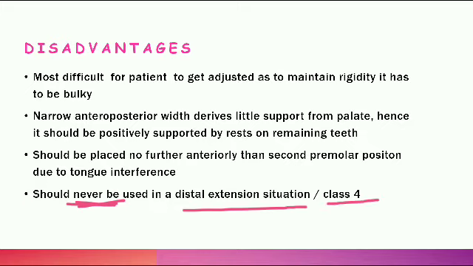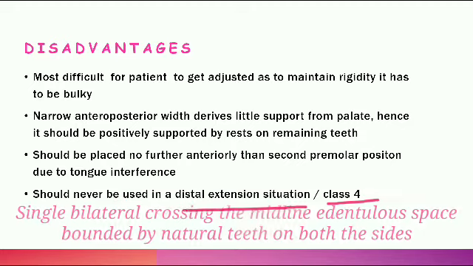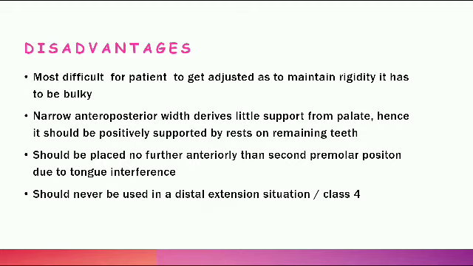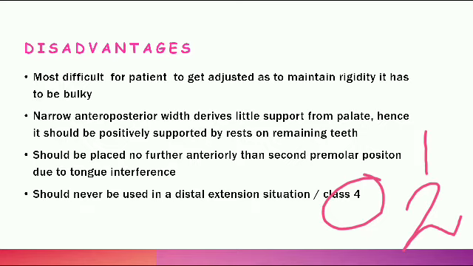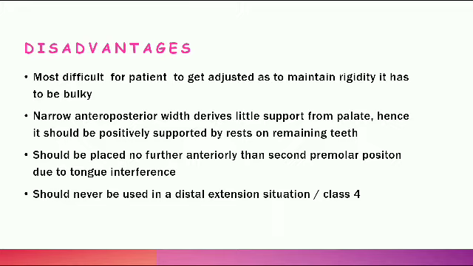And class 4. So what was class 4? Class 4 was a single, bilateral edentulous space crossing the midline, bounded by natural teeth on both the sides. So you shouldn't use palatal bar in distal extension situations such as Kennedy class 1 and Kennedy class 2 as well as in class 4. Now let us move on to the palatal strap. That is our second type of maxillary major connector.